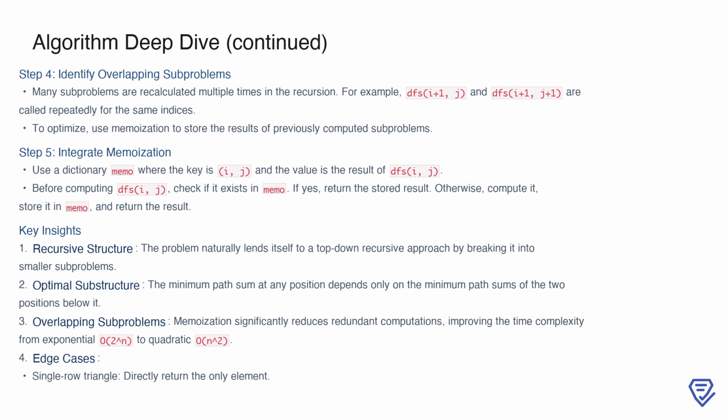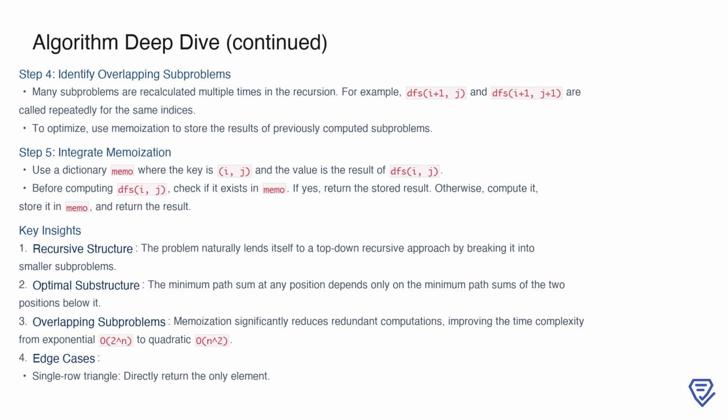By introducing a dictionary called memo, where each key is a tuple i, j, representing a position in the triangle and its value is the result of dfs(i, j), we can efficiently reuse results. Before computing dfs(i, j), we check if it already exists in memo. If it does, we return the stored result directly. If not, we compute the value, store it in memo, and then return it.